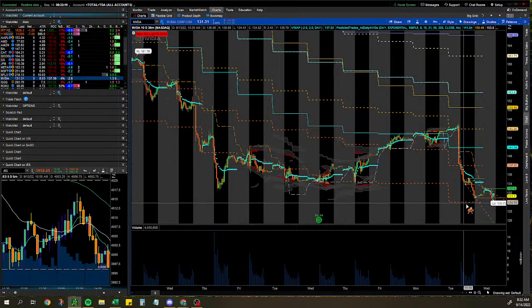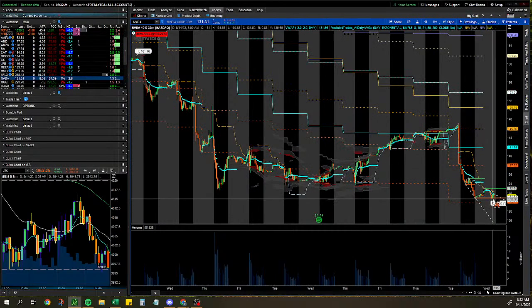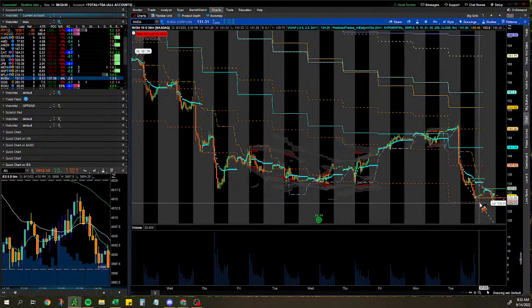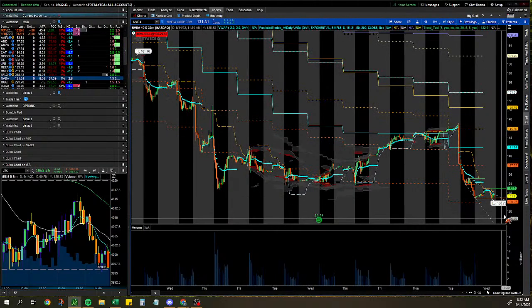NVIDIA. Like I said, I'm not going to touch it. Down near third Keltner, new low of year. It made another good short move. We shouldn't expect a ton more past third Keltner, so I'm just going to leave this one alone.